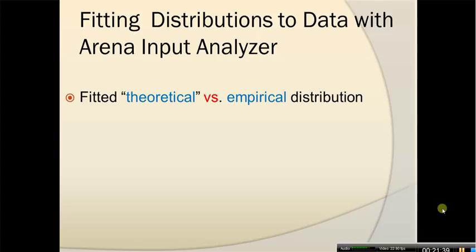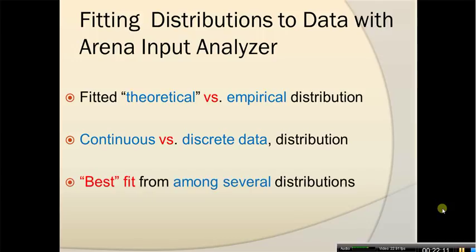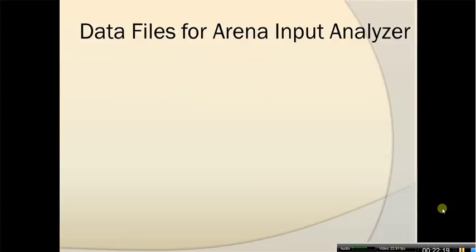And so when we fit, we can fit theoretical versus empirical distribution. And I showed you that for the data that we looked at, the empirical distribution was actually better than the theoretical distribution, but that's not always the case. We can also look at continuous and discrete data. I had discrete data, so I wanted to use a discrete distribution. And even when we do the empirical, it gives us a choice of whether it's going to be a continuous distribution or a discrete distribution. And then we also have the best fit among several distributions. And the best fit is often decided based on the smallest square error.